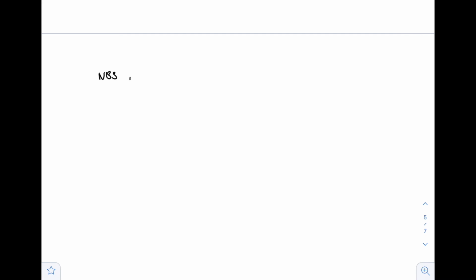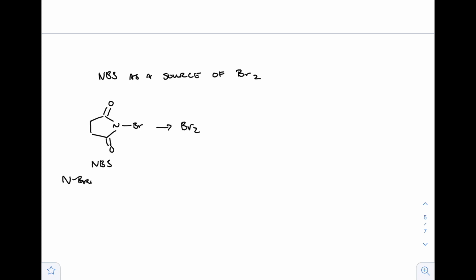All right, so another source of bromine is NBS. NBS is also called N-bromosuccinimide. That's what the NBS stands for, and it looks like this. Really all you need to know is that it's a source of elemental bromine, Br2. So if we have bromine with water, then we're going to form a halohydrin.